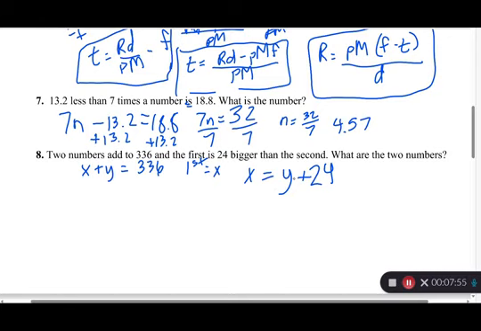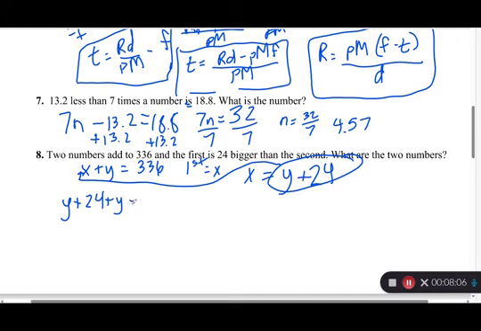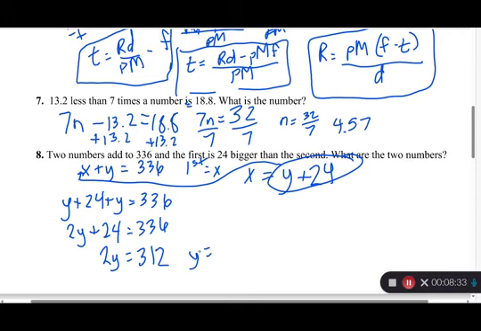I'm going to use a little bit of substitution and say, well, X shows up in that first equation, and we know that X equals Y plus 24. So let's plug that in. Keep everything else the same, just replacing the X. And combine my terms, so that's 2y plus 24 equals 336. Now start solving for y, so I'm going to subtract 24. That gives me 312. Divide by 2, and y is 156. Awesome, but we are not done.